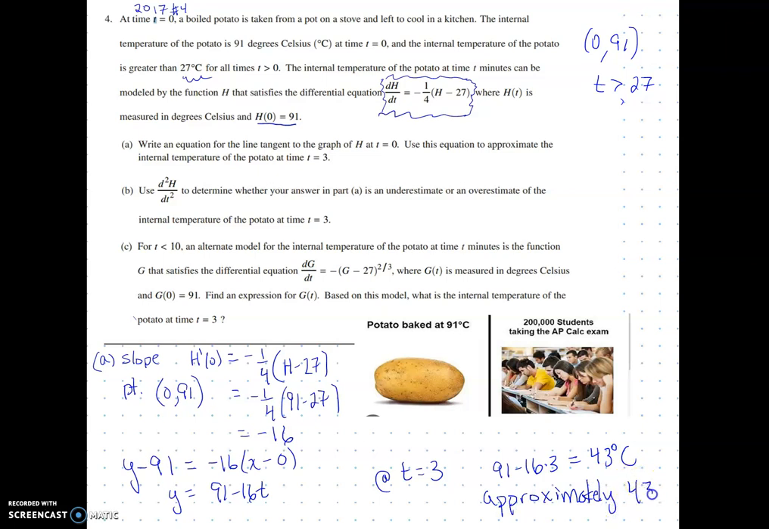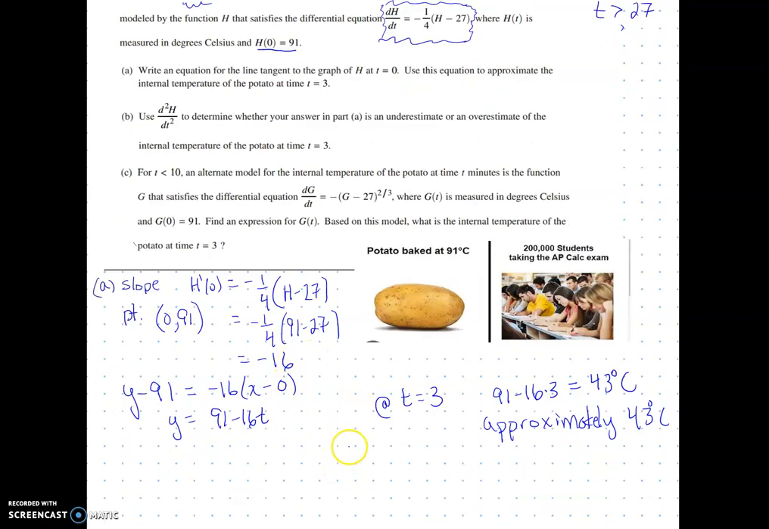Boom. We got the point. Boom. We got a slope. And then we did an approximation. Guess how many points that is? That is 3 points for you right there, just by finding the equation of a tangent line and then plugging in to approximate.